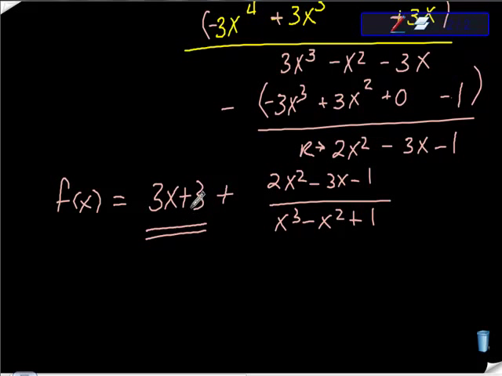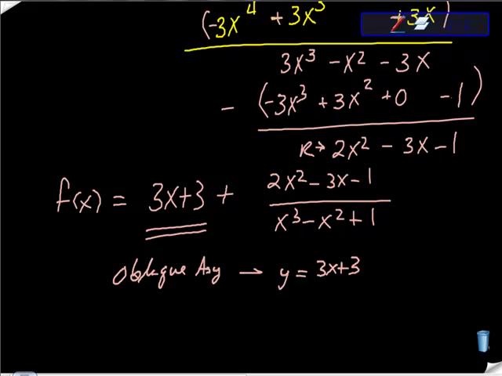Because we're looking for asymptotic behavior, end behavior, and the end behavior of the remainder is 0. As numbers get enormously large, you have something squared over something cubed, the cubed is going to grow so much faster that this value is going to approach 0. So our oblique asymptote is y is equal to 3x plus 3.